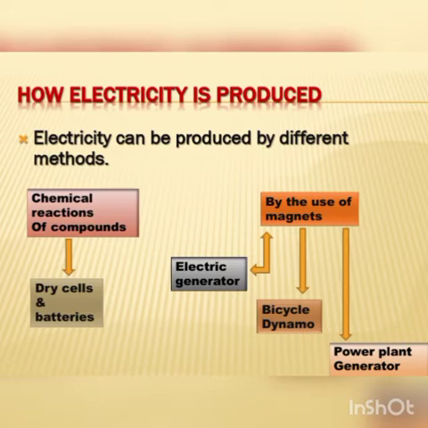Now here, how can steam be produced? Steam can be produced by the burning of coal, oil and gas.